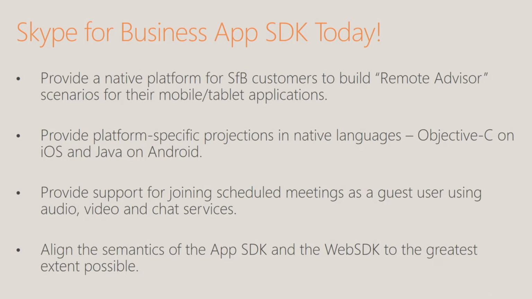One of the conscious efforts that we have made while building the App SDK is to make sure that the object model and the APIs that we are building out for these object models align very closely to the Web SDK. So if you're familiar with the Web SDK programming model or the object model, you'll find a great deal of similarity of those objects even in the App SDK.